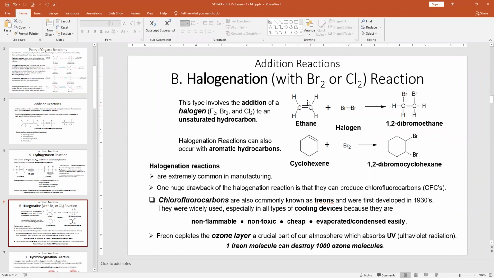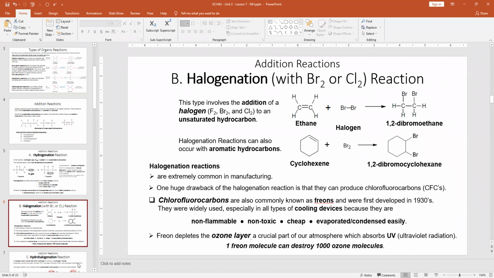So the double bond is broken and the resulting bonds are then occupied with the bromine atoms, with the halogen atoms, if you may. And this halogenation reaction can also happen with aromatic hydrocarbons. Aromatic hydrocarbons, again, have to have an unsaturated component on them. They have to have a double bond. So you could have a bromine being added to this to give a dibromo cyclohexane.